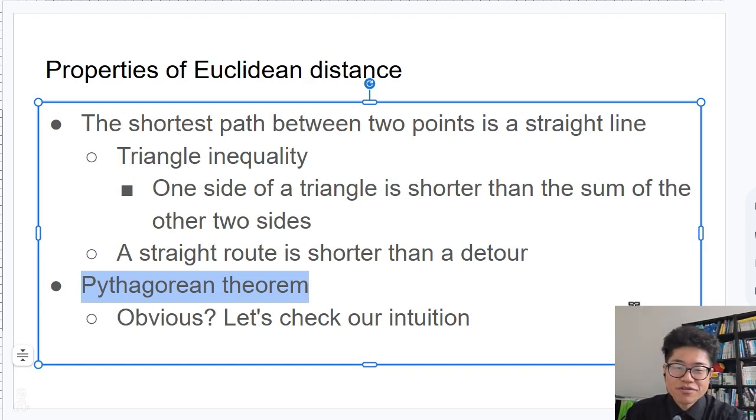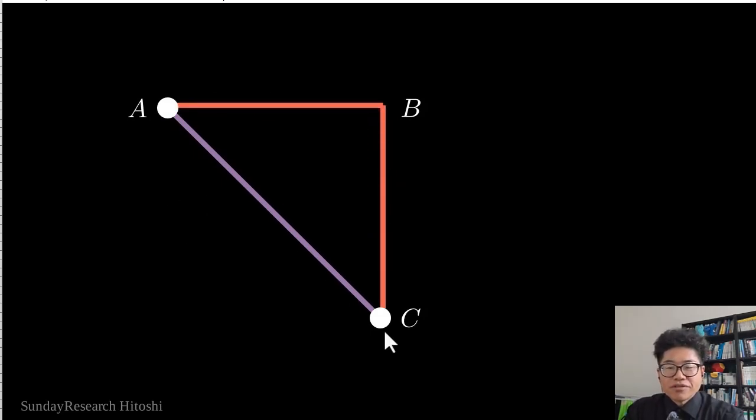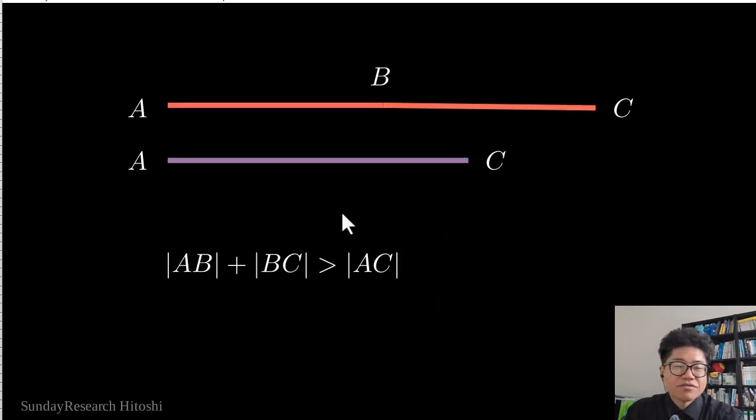It sounds obvious, but let's doubt the intuition. I made an animation to support the feeling. Consider going from point A to point C. Let's compare going straight along AC with taking a detour ABC. This animation shows that the straight line AC is shorter than the detour ABC. This is not a strict proof, but it supports the intuition that the straight line is shorter. And this is the triangle inequality.